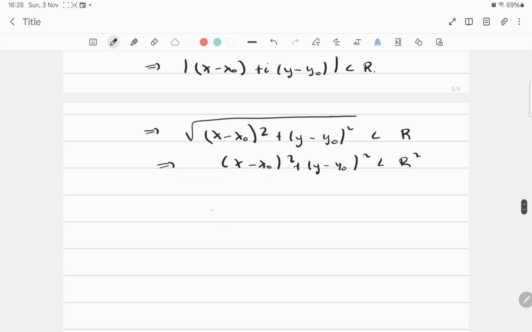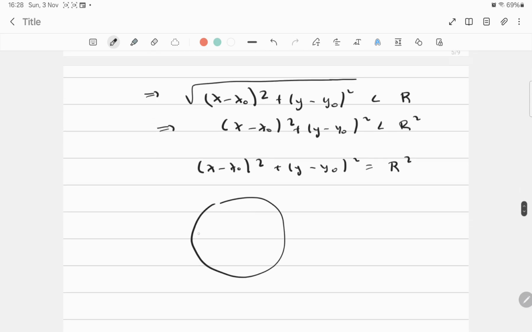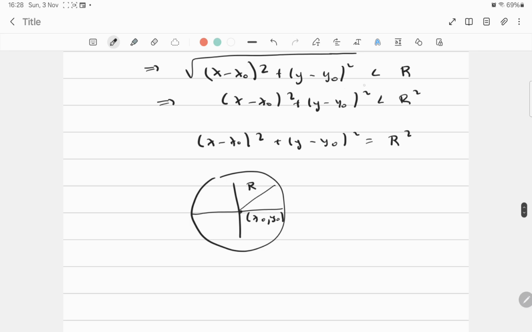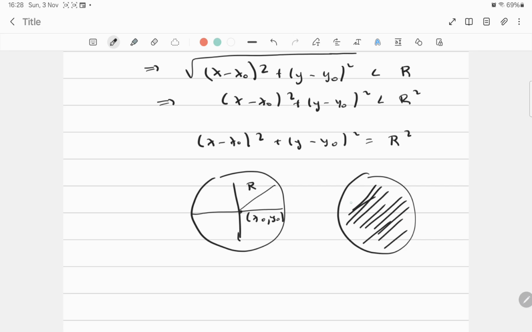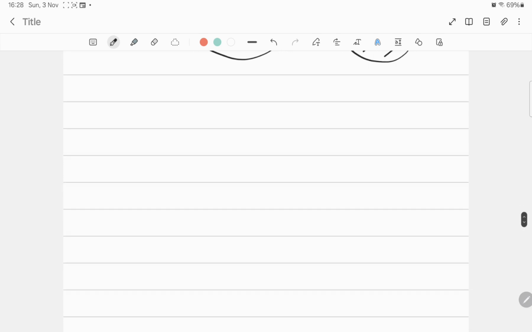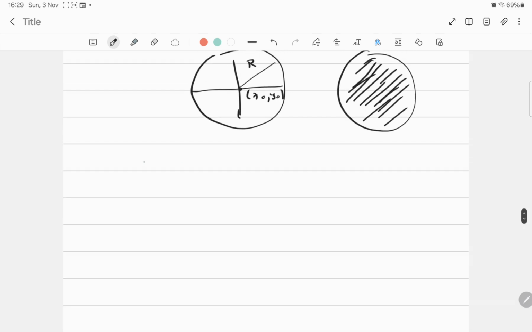So what is this? If we have (x minus x naught) squared plus (y minus y naught) squared equals r squared, then we have a circle centered at (x naught, y naught) with a radius r. If it's less than r, it means that in this circle I take only the parts that are inside the circle. I take the complex numbers that lie inside the circle. Let's have a look at an example.